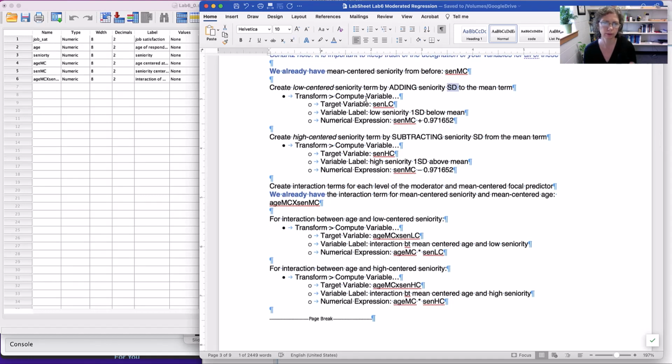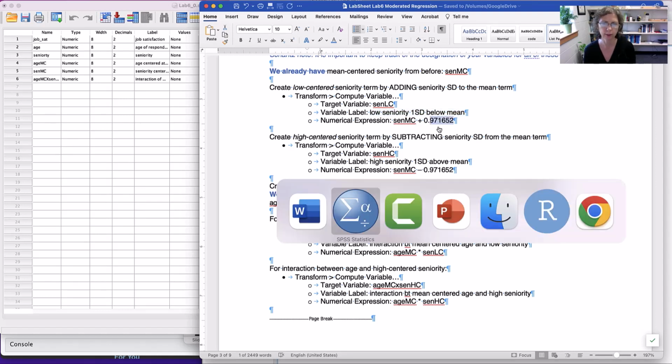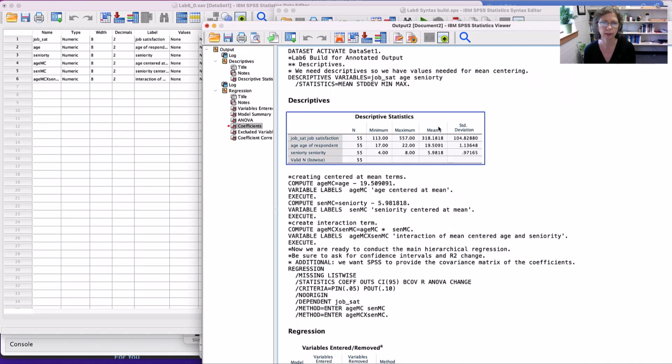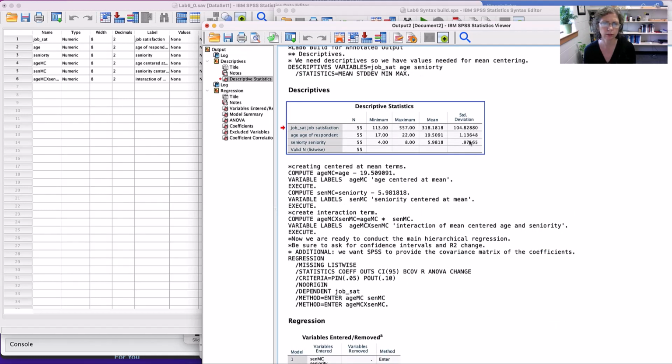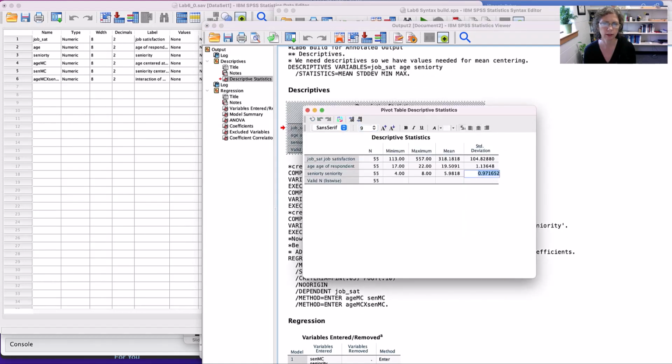So you can do the click-through: transform, compute variable, name it SEN-LC. The variable would be low seniority, 1 standard deviation below the mean. And the numeric expression is going to use our standard deviation. If I go back to our output here and scroll back up to where we got descriptives, the standard deviation for seniority is right there. And that's the one we're going to be using to add to and subtract from the mean-centered one.